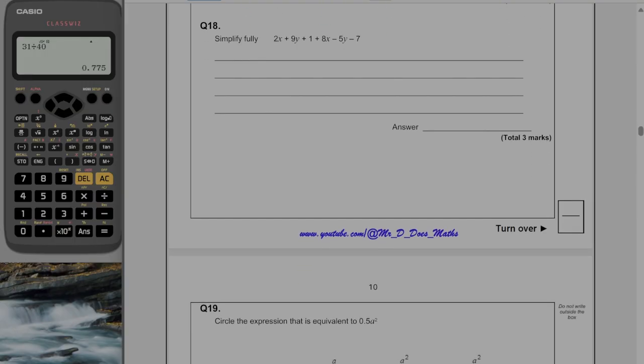Question 18, simplify fully. So collecting like terms, we can collect our x's. I always like to underline and include the operator in front. So 2x plus 8x is 10x. Then we'll circle our next, including the operators. So plus 9 minus 5 is going to be plus 4y. And then our numbers, we've just got plus 1 minus 7, which would be minus 6.